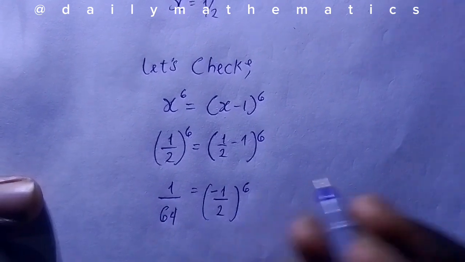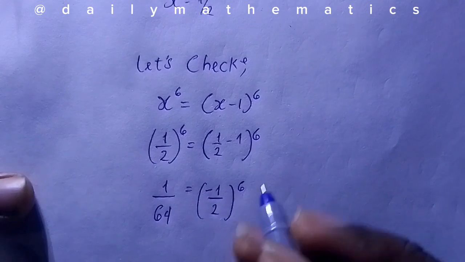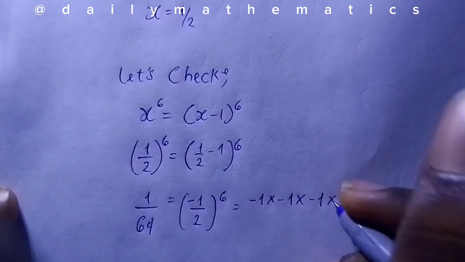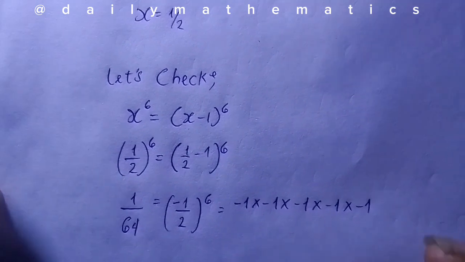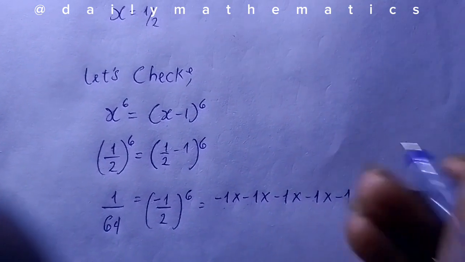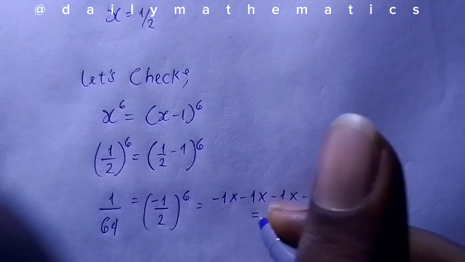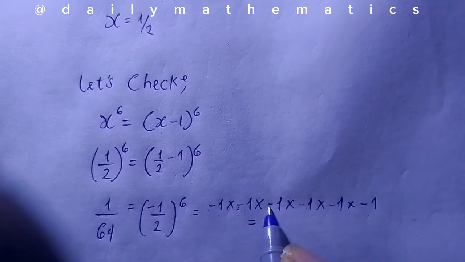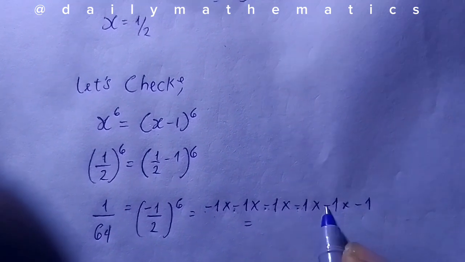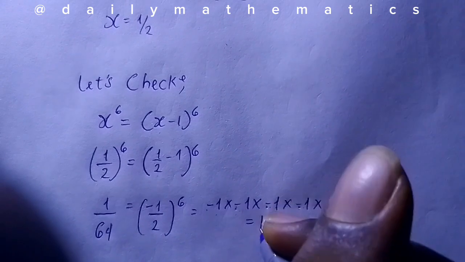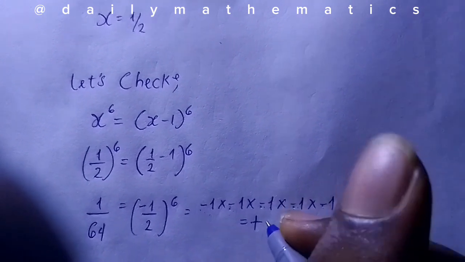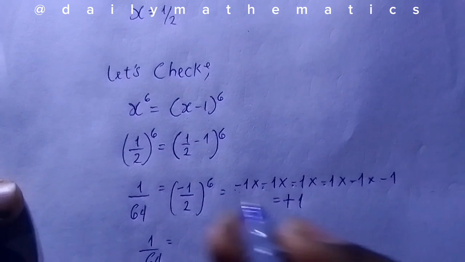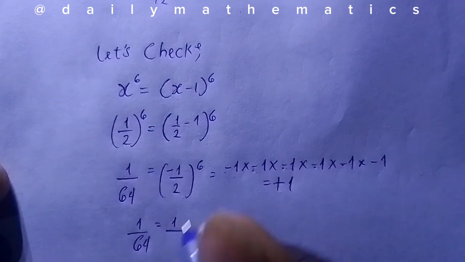Now minus 1 raised to the power of 6 gives us minus 1 times minus 1 times minus 1 times minus 1 times minus 1 times minus 1, right? So we have to look at the signs very well. Minus times minus gives us plus, plus times minus gives us minus, minus times minus gives us plus, plus times minus gives us minus, minus times minus gives us plus. That gives us plus. 1 raised to the power of anything gives us 1. So we have 1 over 64 equals, so this becomes 1 over 2 raised to the power of 6 equals 64.